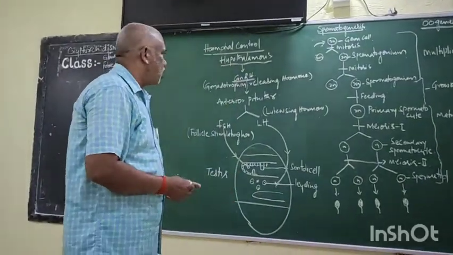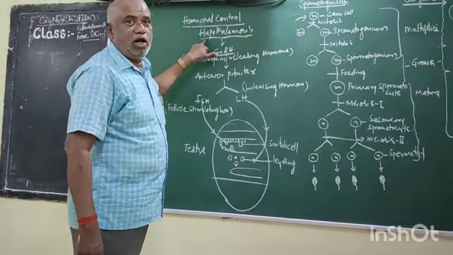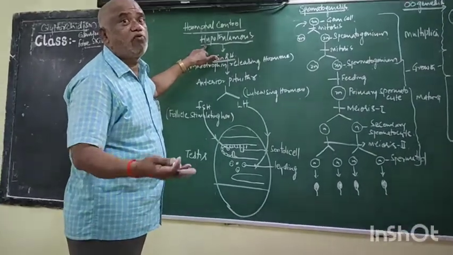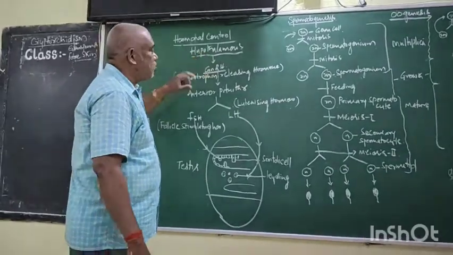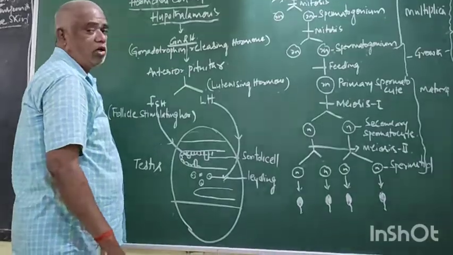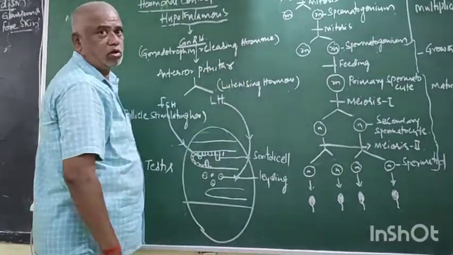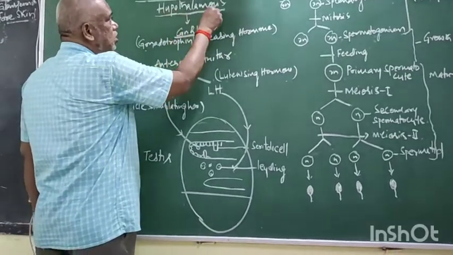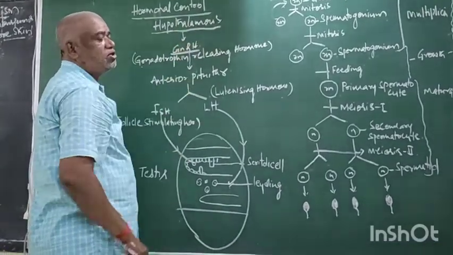Now come to this. What is this hypothalamus? Good. Diencephalon. The floor of the diencephalon is called the hypothalamus. This hypothalamus produces GnRH, gonadotrophic releasing hormone.